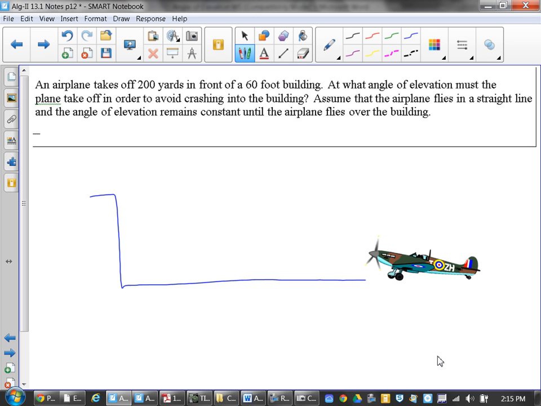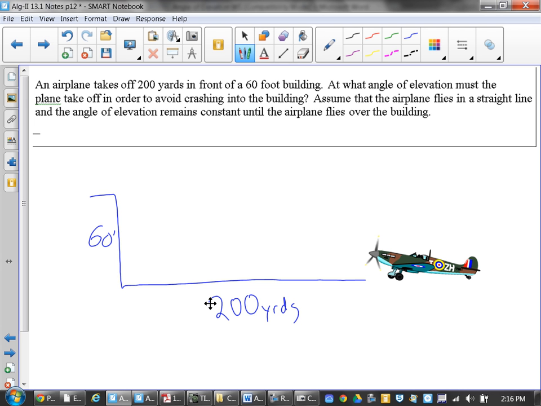Anyway, so you have an airplane. It's 200 yards away from the children. The building is 60 feet tall. Right off the bat, you should notice that you have two different measurement units. The plane is 30 feet. You want to make sure that your units for your triangle are the same.